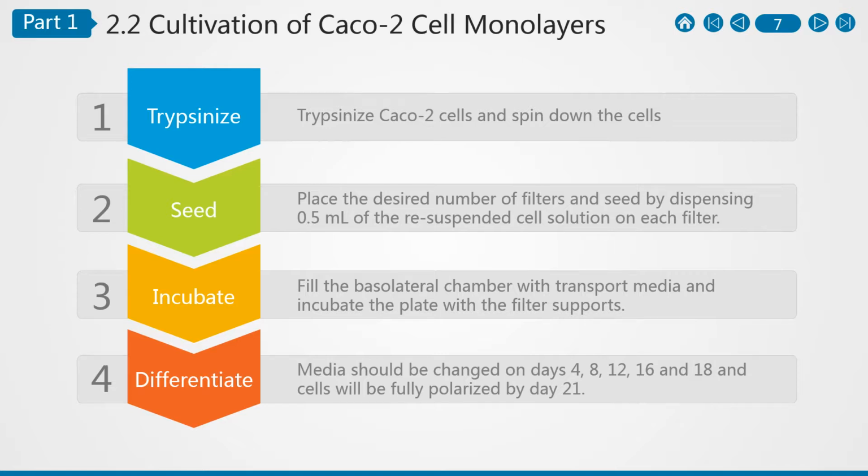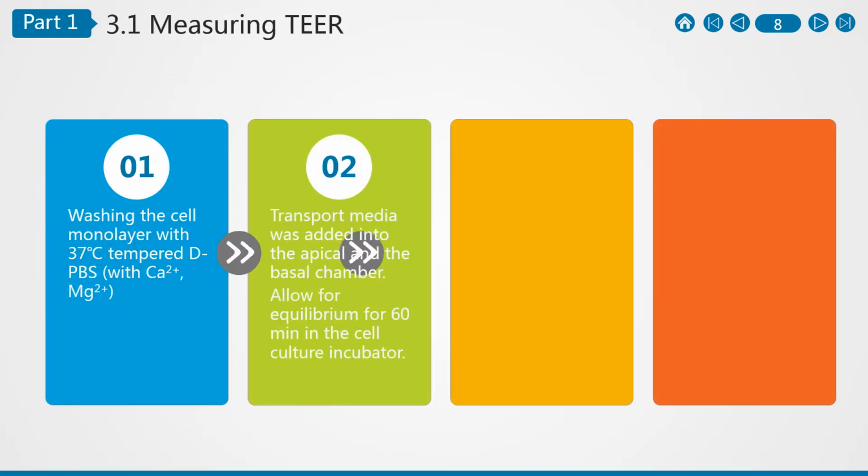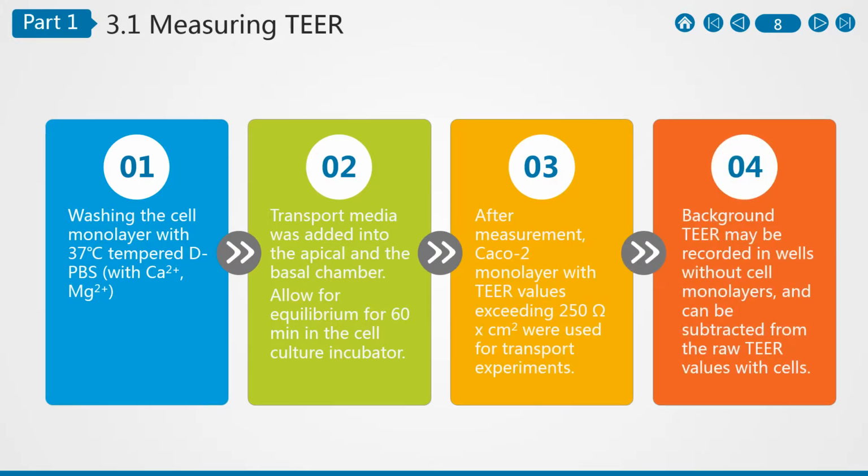Media should be changed on days 4, 8, 12, 16 and 18, and cells will be fully polarized by day 21. Measure the TEER values. After washing the cell monolayer with 37 C tempered DPBS with Ca2+ and Mg2+, transport media was added into the apical and the basal chamber. Allow for equilibrium for 60 minutes in the cell culture incubator. TEER values, in ohm times cm2, were calculated after subtracting the resistance of blank filters. Only those monolayers having TEER values greater than 250 ohms times cm2 were included in this study.